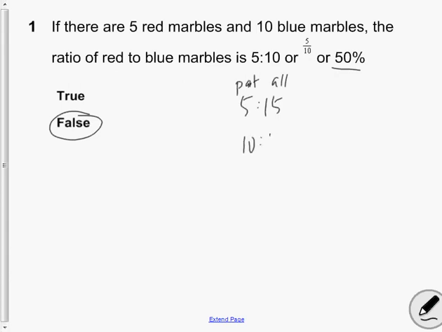Or you can go 10 to 15. So this would be 1/3 of them are red, or 33.3%. And then 2/3 would be blue, which would be 66.6 repeating percent. So the answer is definitely false.